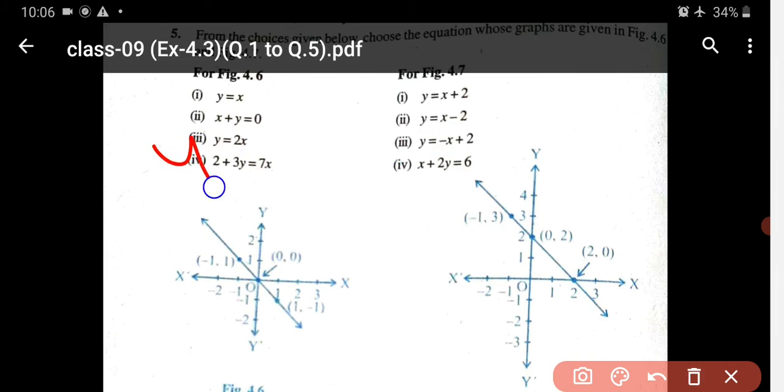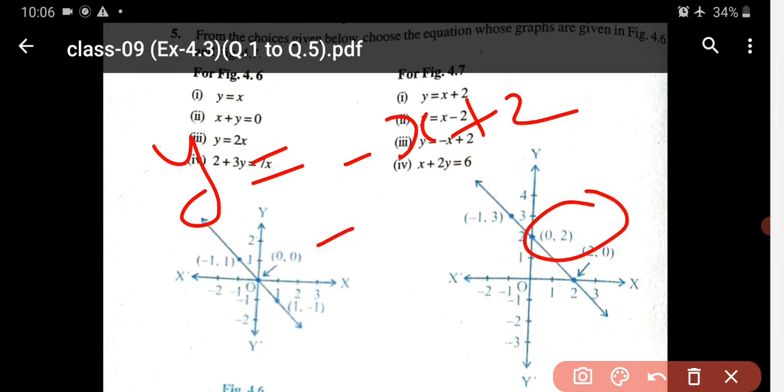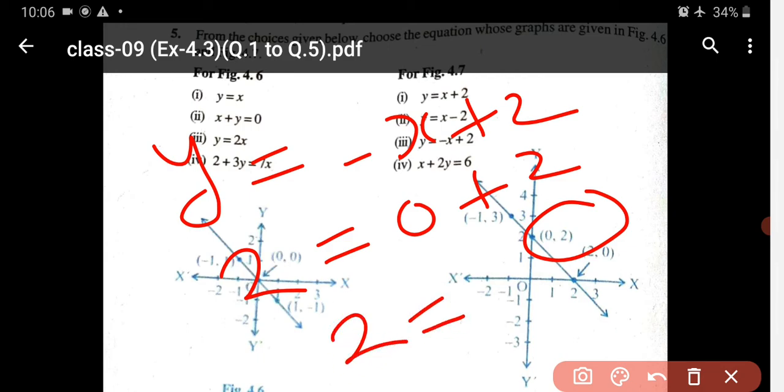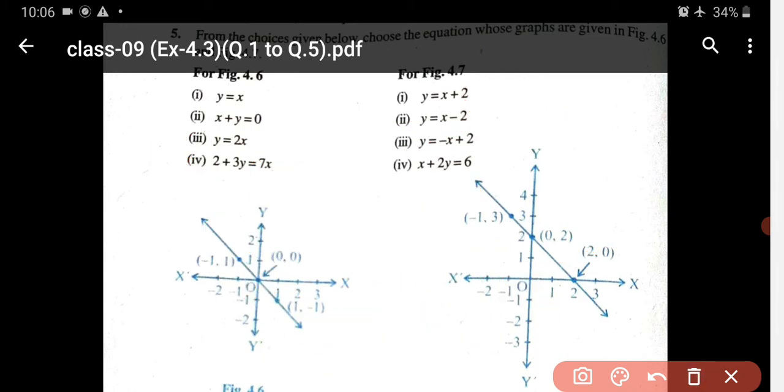Now come on the second point. y is equal to minus x plus 2. The point is 0 comma 2. So in place of x you have to put 0, in place of y you have to put 2. That is 2 is equal to 2. So this equation satisfies the second point also.